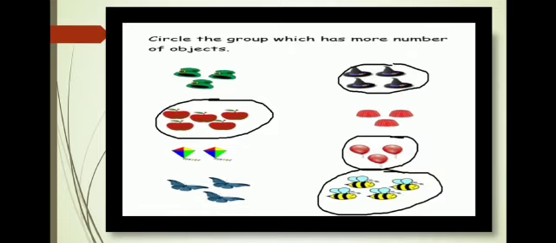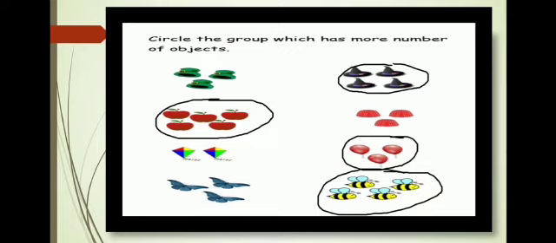So children, in this picture, you have to circle the group which has more number of objects. So see the first group. Tell me which group has the more number of hats? Yes, the second group has more number of hats. So you can circle the second group.